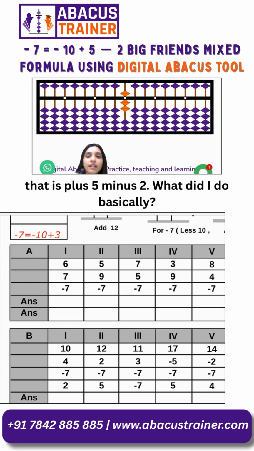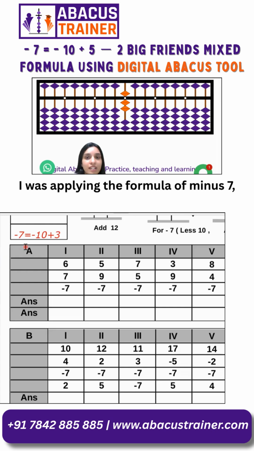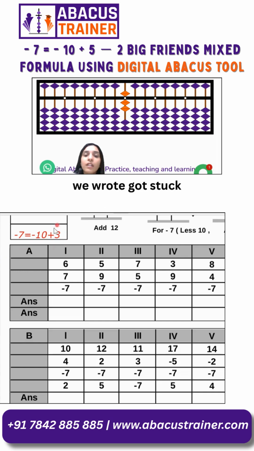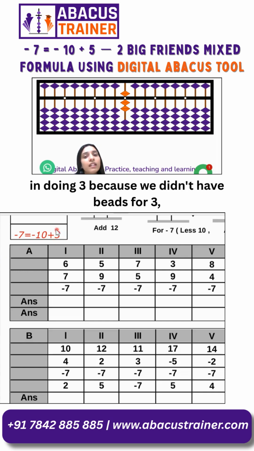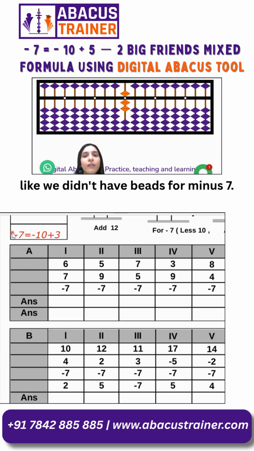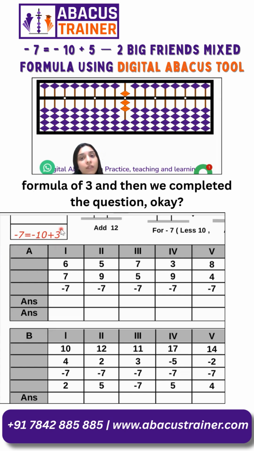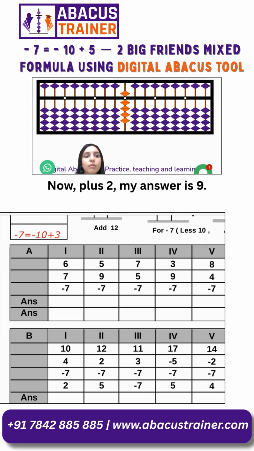What did I do basically? I was applying the formula of -7. But when I was applying the formula of -7, we got stuck in doing 3 because we didn't have beads for 3, like we didn't have beads for -7. So in the -7 formula also, we applied the formula of 3 and then we completed the question. Now +2, my answer is 9.